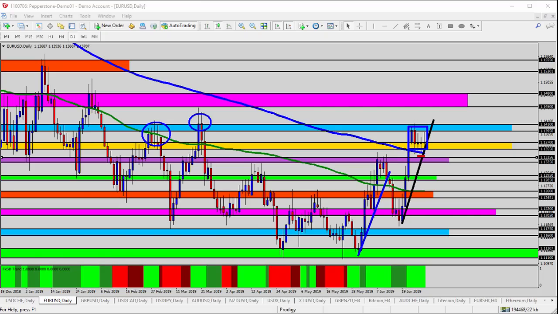Today we're looking at the EURUSD, the Euro versus the US dollar, for today's trade analysis. We're looking here at the daily time frame. A couple of things I want to point out about where the current market is on the daily time frame.